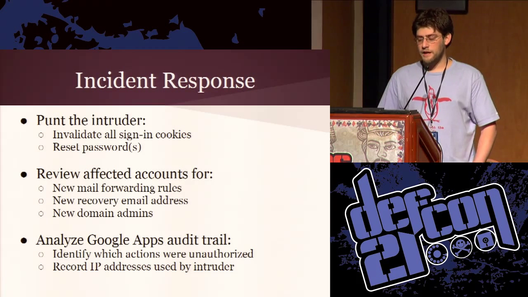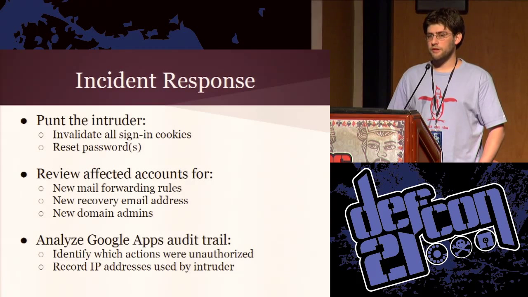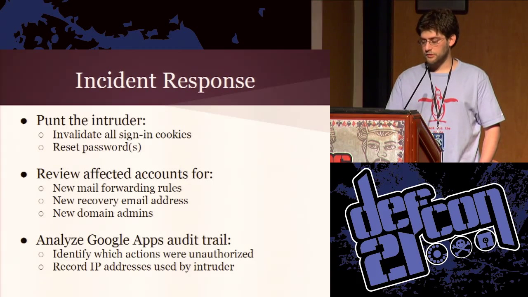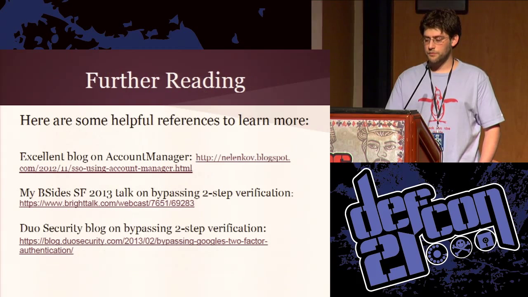And I found that Google Apps, the audit trail that it leaves is very effective. It tells you which actions were unauthorized, or it could let you know which actions were unauthorized because it's recording everything that's done at a pretty granular level. And it is reporting IP addresses, so as long as the token's not being abused from your device, from your IP address, you are potentially going to get some information on how to track down who attacked you.